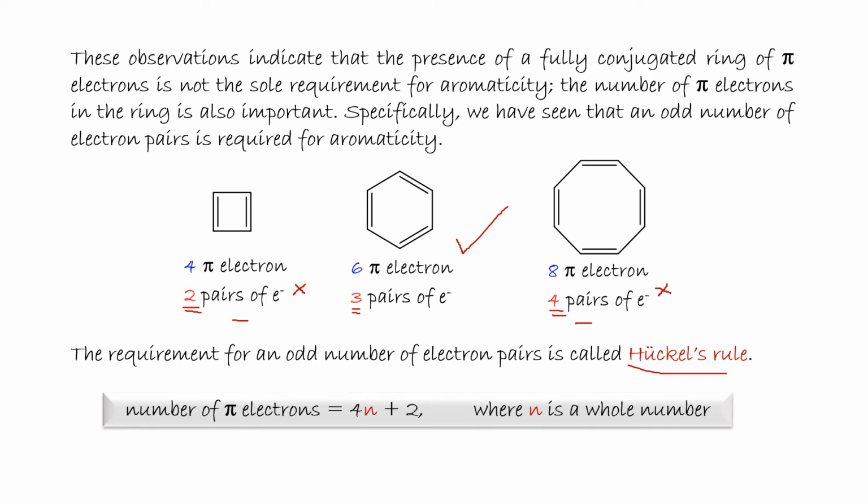So Hückel's rule stated that if the number of pi electrons is equal to 4n plus 2, where n is a whole number, then the compound is aromatic. So in the case of benzene, 6 pi electrons equal 4n plus 2, and n will be equal to 1, so benzene is aromatic.